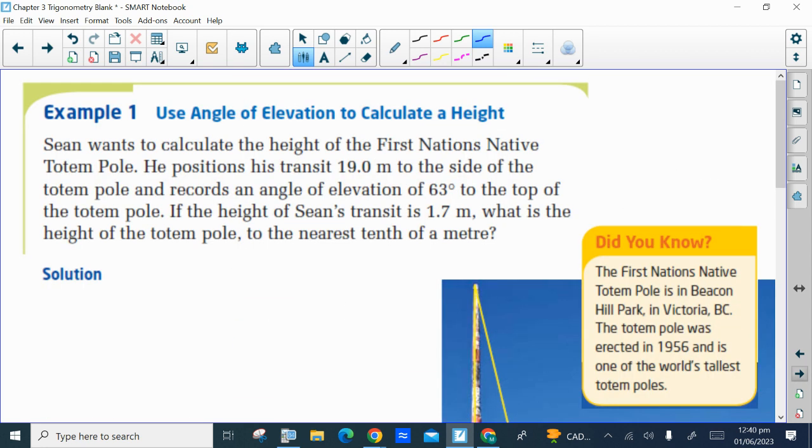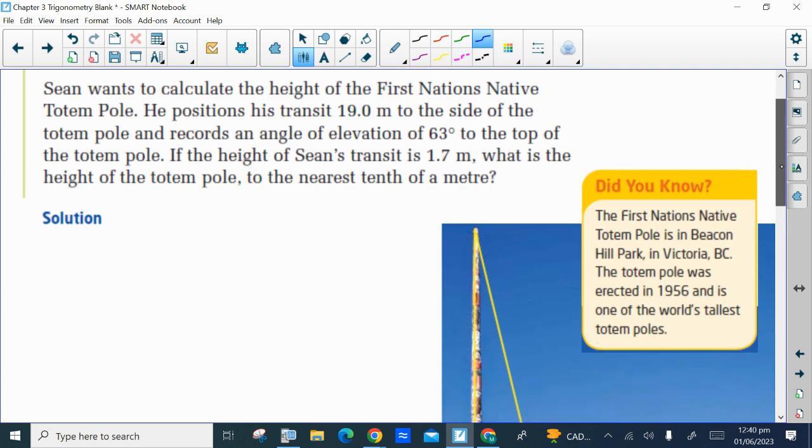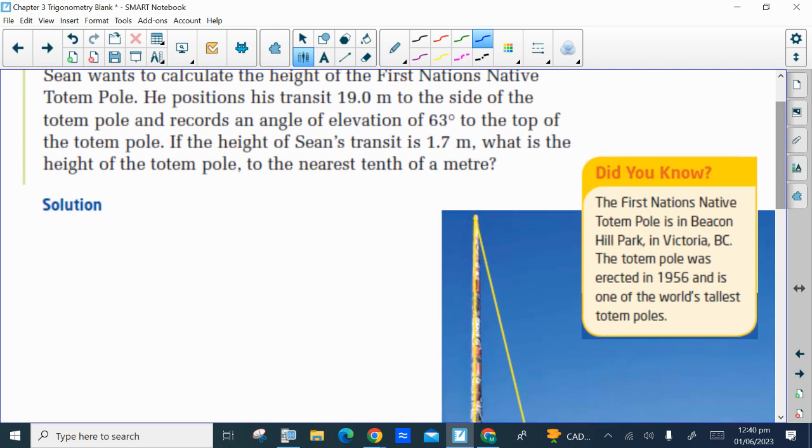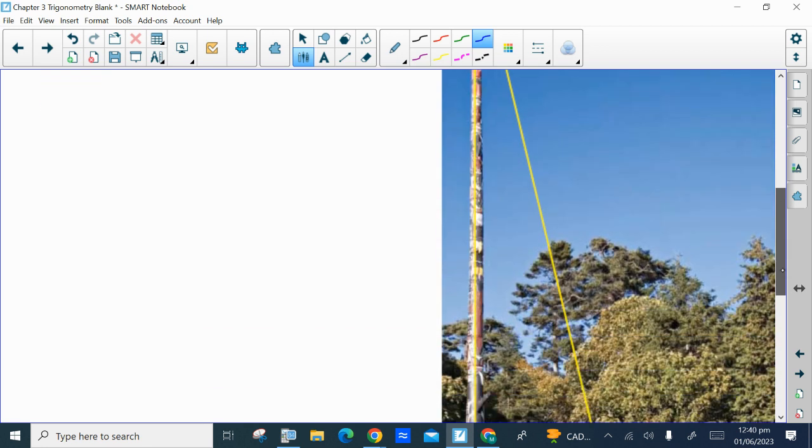So, on the next page, Sean wants to calculate the height of the First Nations native totem pole. He positions a transit, which is a tool used to measure angles, 19 meters to the side of the totem pole, and records an angle of elevation of 63 degrees to the top of the totem pole. The height of the transit is 1.7 meters. What is the height of the totem pole to the nearest tenth of a meter?